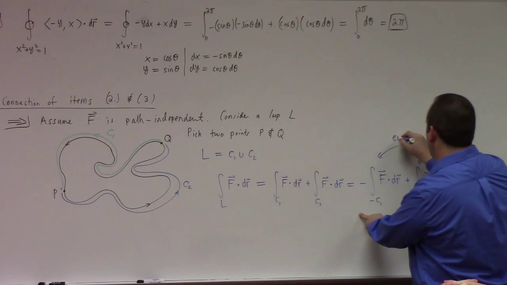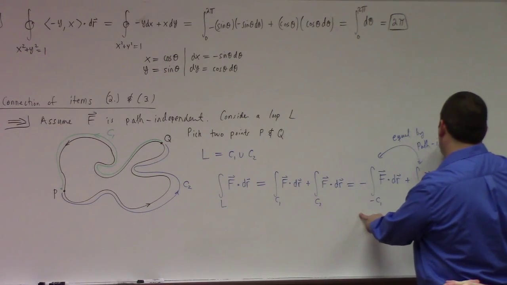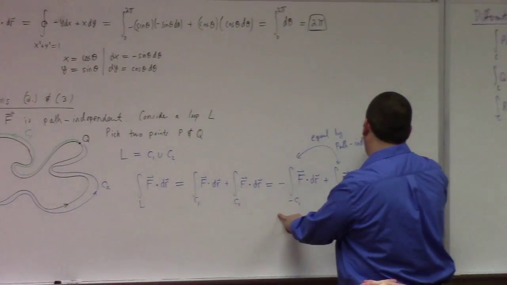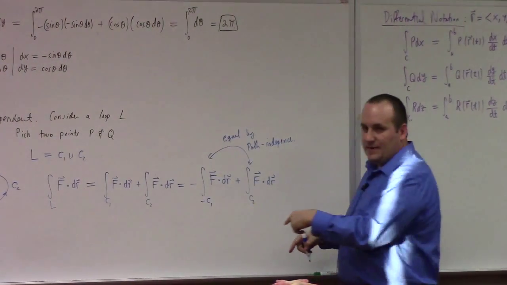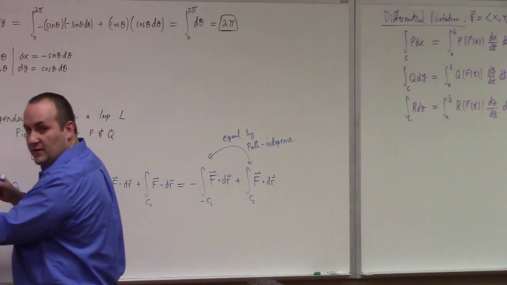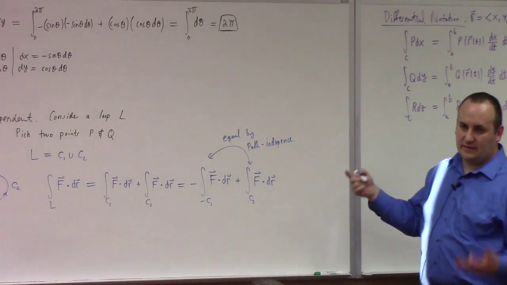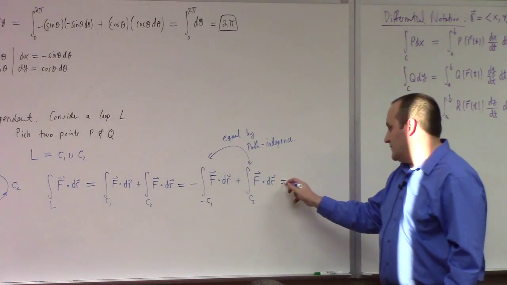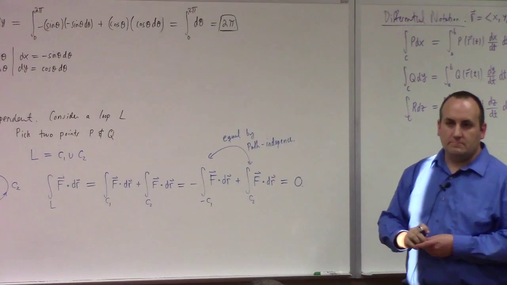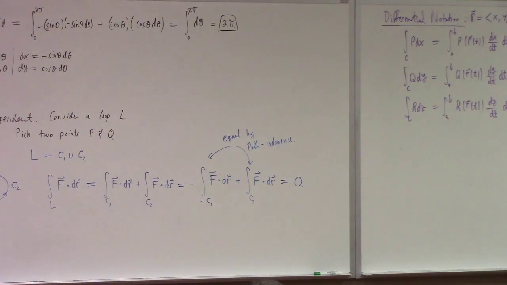So these are equal by path independence. Why is that? Because C1 and minus C2 are both paths that have the same starting and ending points. So by path independence, the work done is the same. The line integral is the same. Hence, this is equal to 0.